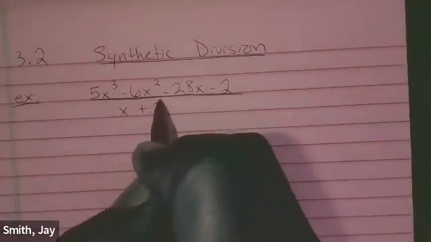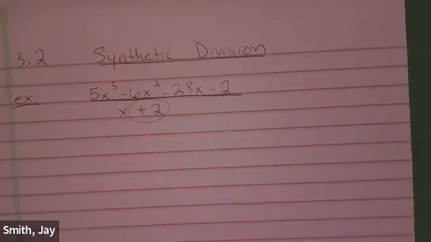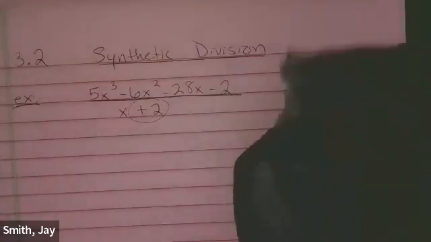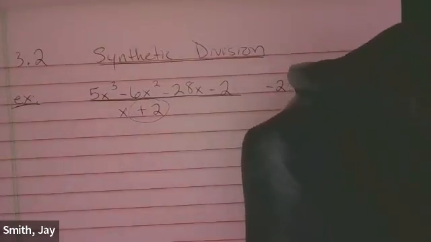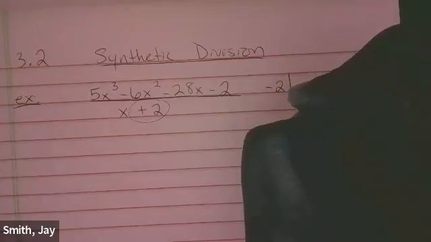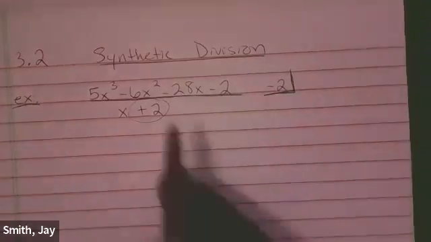So what we're going to do is take the value in our binomial and our dividend. Here we see positive 2. We're going to take the opposite of what we see and set it up in our synthetic division bar. So we see positive 2, we'll put a negative 2 on the outside.